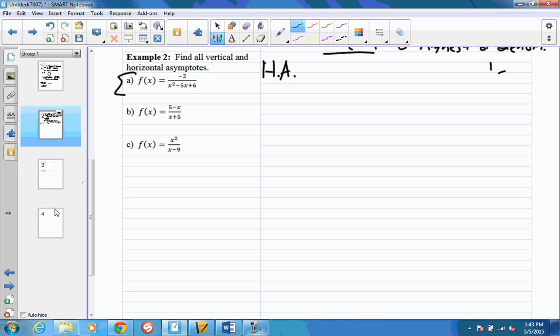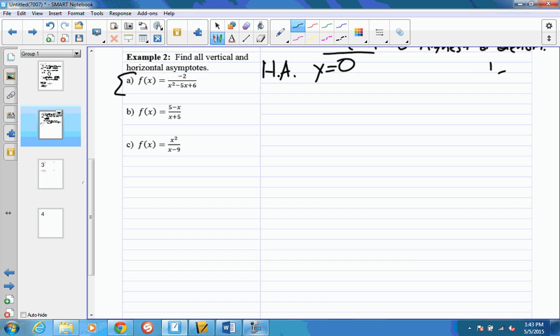So where is my horizontal asymptote? Which rule is this? Rule 1. So where is HA? 0. Good. Y equals 0. That's all. You wouldn't need to show me that 2 is bigger than 0. That's really all the work to show me. So get your HAs out of the way real quick.